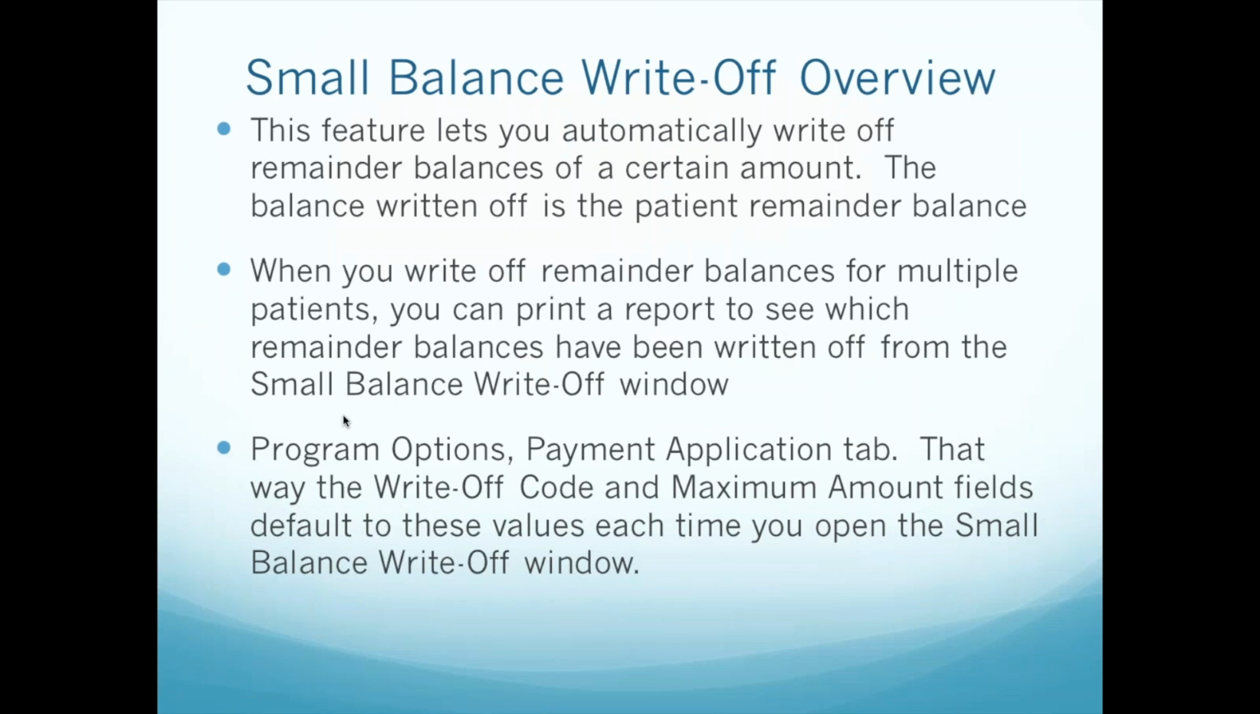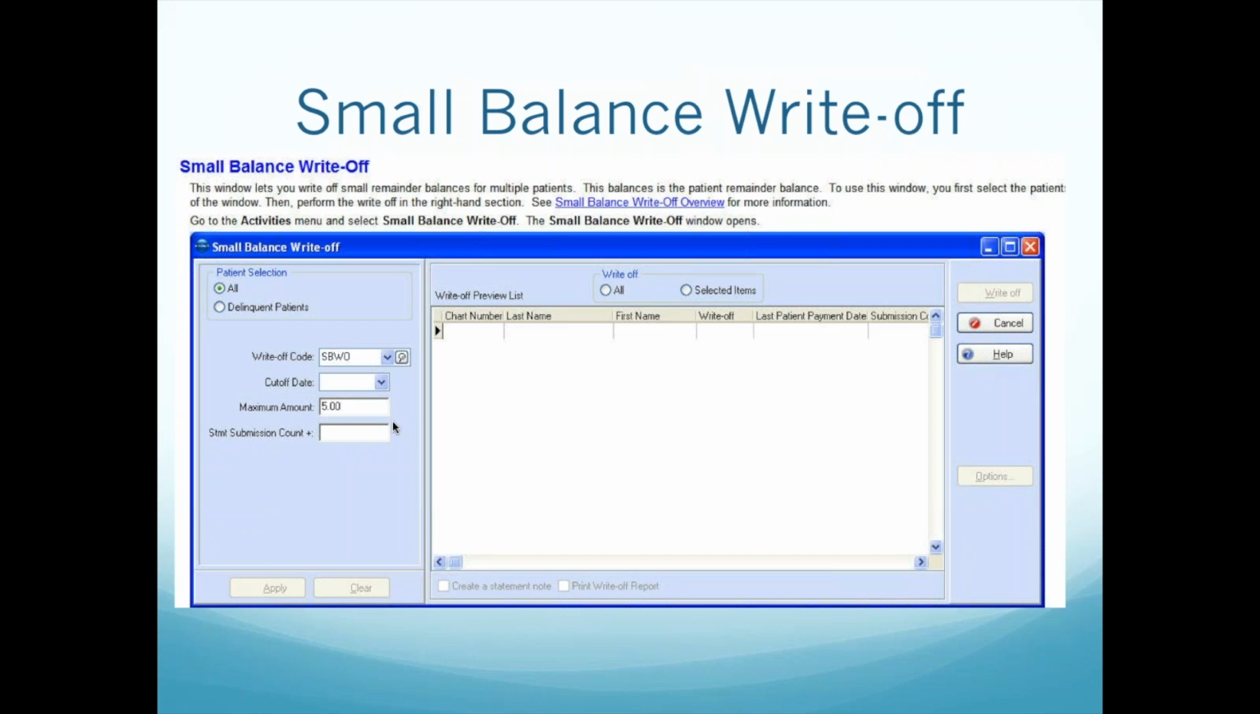So, small balance write-off. This feature lets you automatically write off patient remainder balances, not insurance balances. To do the small balance write-off, you need to understand a few things. Number one, it's a patient remainder balance. If the information is open to the insurance company, you cannot do it this way. There are other ways of doing it, but you cannot do it that way.